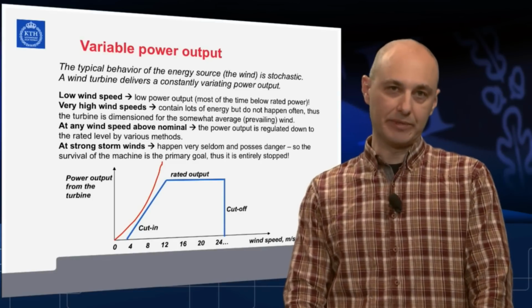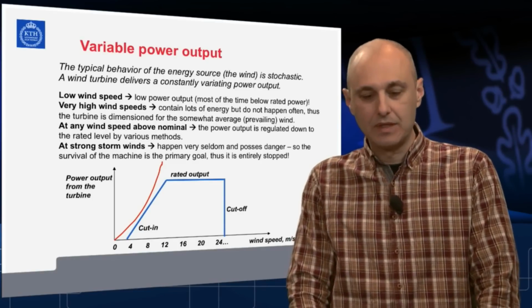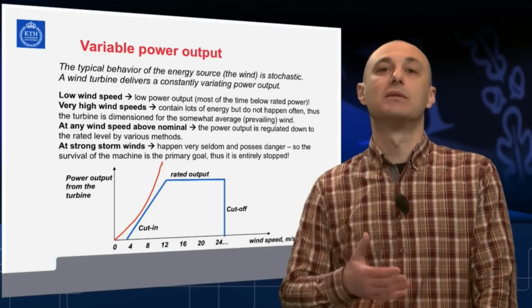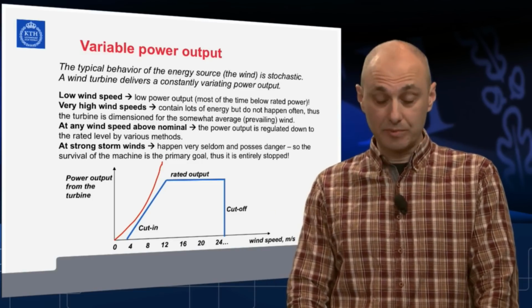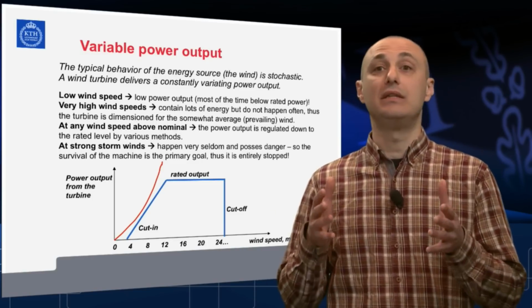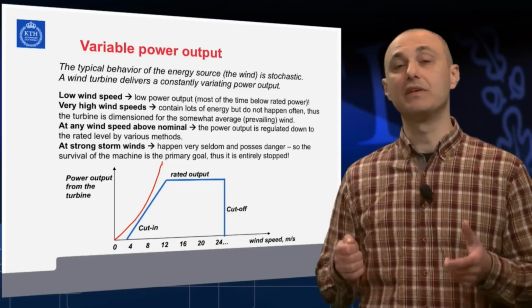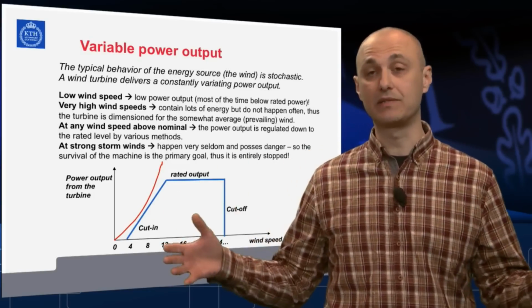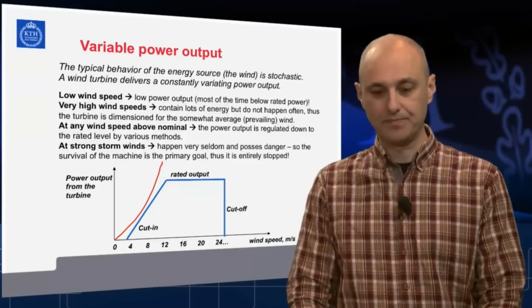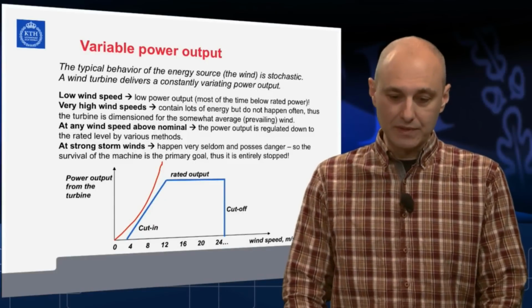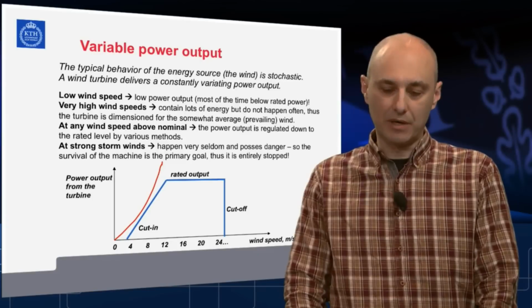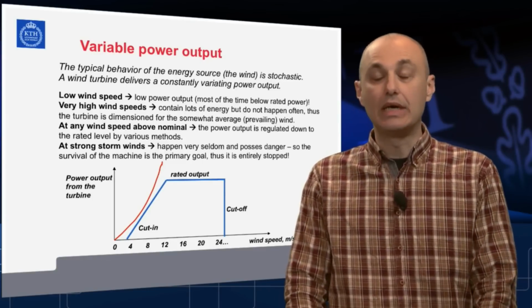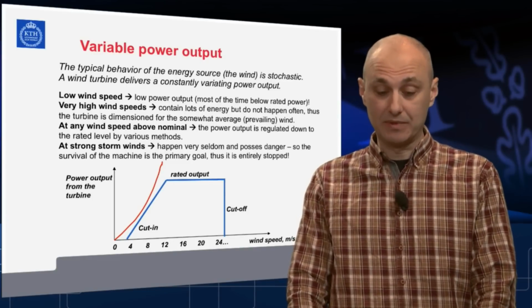How exactly it operates depends very much on the wind. If there is no wind, the turbine wouldn't operate. The wind is quite stochastic and difficult to predict, and the machine needs to be very responsive and very efficient in the entire spectrum of wind speeds. If there are low winds, the turbine would deliver low power output. This is clear, and it's actually most of the time that this happens.